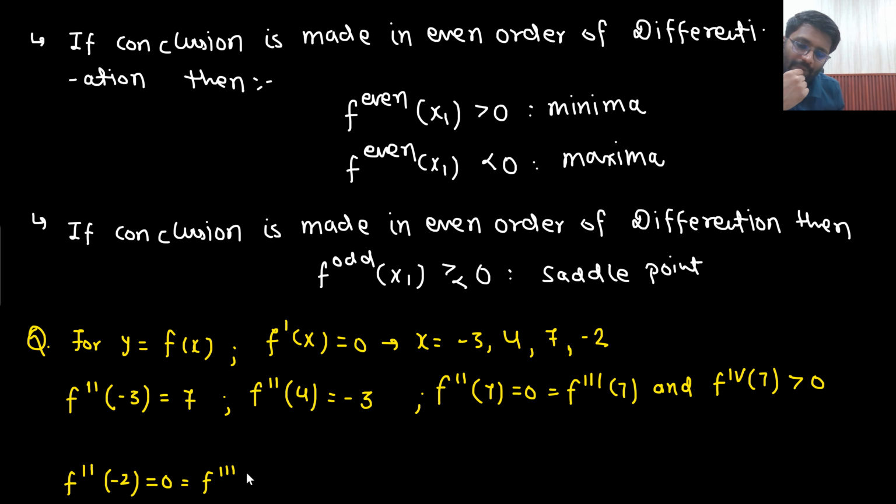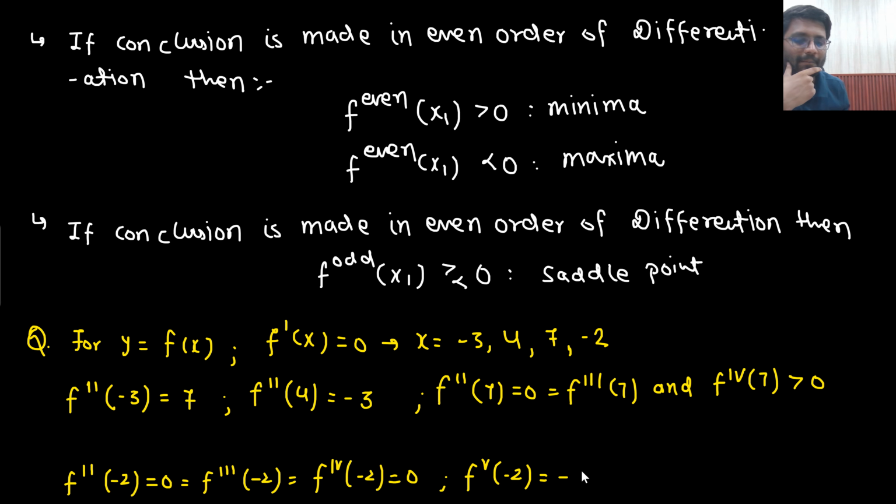f triple dash minus 2 is also 0, f 4 times minus 2 is also 0, but if f 5 times minus 2 is coming out to be minus 7, then comment what x equals minus 3 will be, what x equals 4 will be, what x equals 7 will be, and what x equals minus 2 will be. So can I comment here that since it is coming out to be greater than 0, x equals minus 3 is a point of minima? Say yes or no.